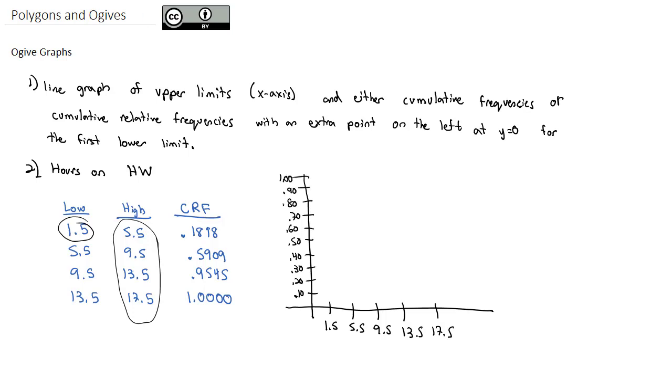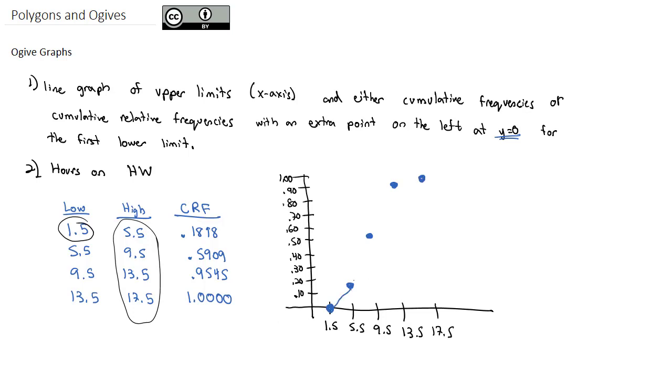And then on this graph, we can graph the points. At 1.5, we start with a height of 0. That's what we said on the left, that height of 0, y equals 0. And then we graph the high values with their cumulative relative frequency. At 5.5, the cumulative relative frequency was 0.1818, which is about here on the graph. At 9.5, it was 0.5909, about here. At 13.5, it was 0.9545, about here. And at 17.5, it's at 1.0, about here on the graph.